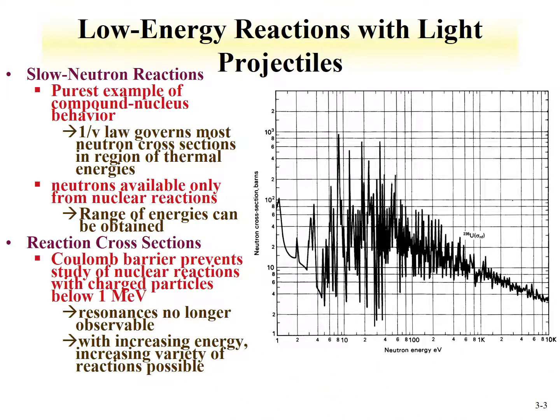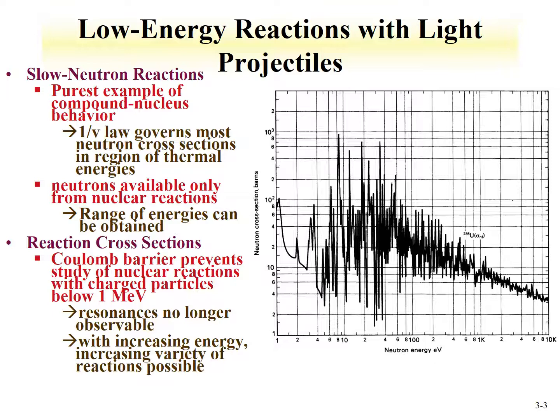The neutrons that are available for these reactions can only come from nuclear reactions. Therefore, a range of neutron energies can be obtained, since these neutrons are being produced fundamentally in the fission of a nucleus. Now, the reaction cross-sections, as we see from the data here, vary. They generally start high, go low, but there are resonance peaks throughout the energy regime that is examined, in this case for the fission of uranium-235 by thermal neutrons.